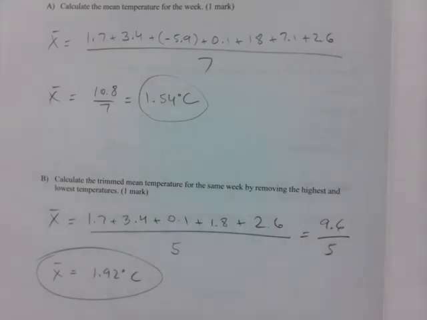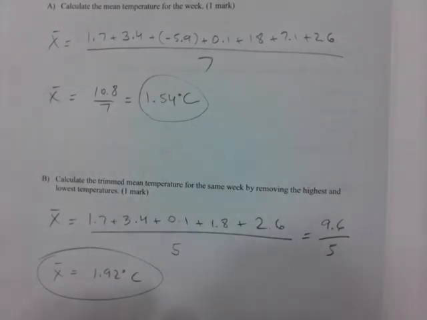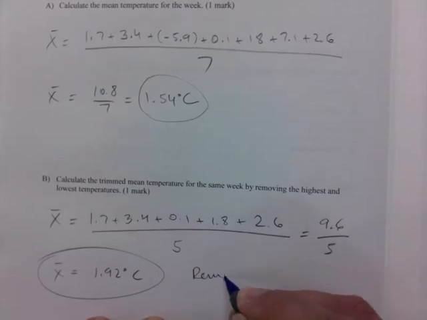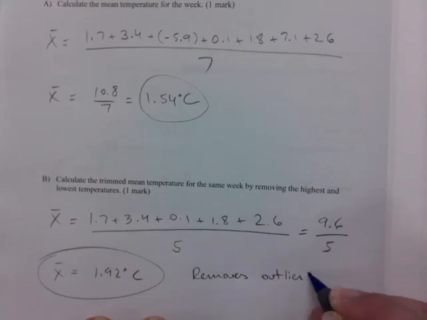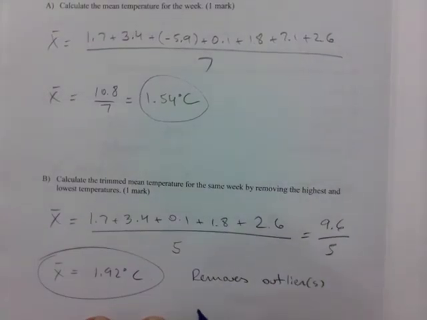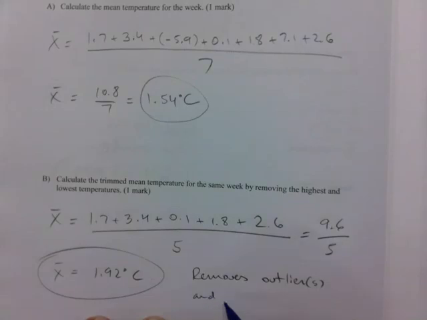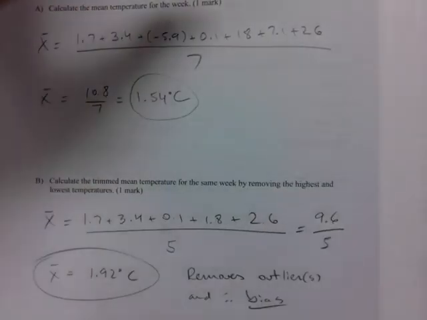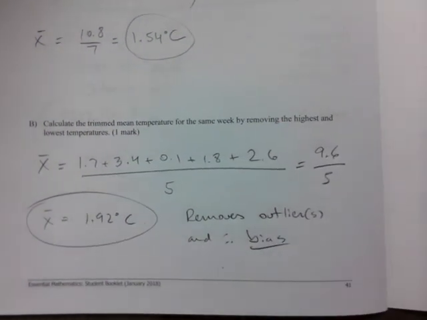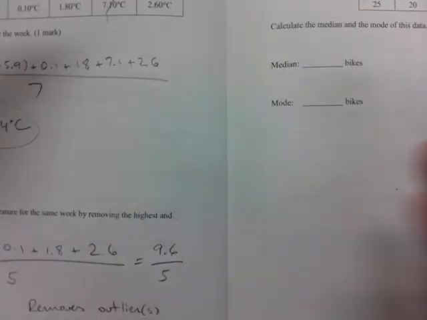And why do we perform the trimmed mean? To remove bias. It removes outliers, and therefore bias. It's more accurate. Okay. Next.